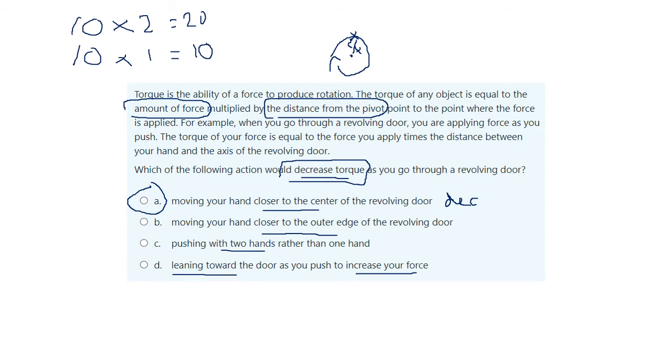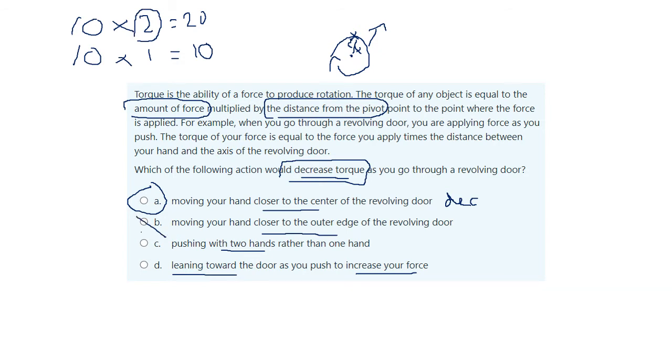So moving closer to the center decreases the distance. Decreasing the distance would also decrease the torque. The opposite is for B. If you're going to the outer edge, then you increase the distance. If you increase the distance, you would increase this number, so you would increase the total.